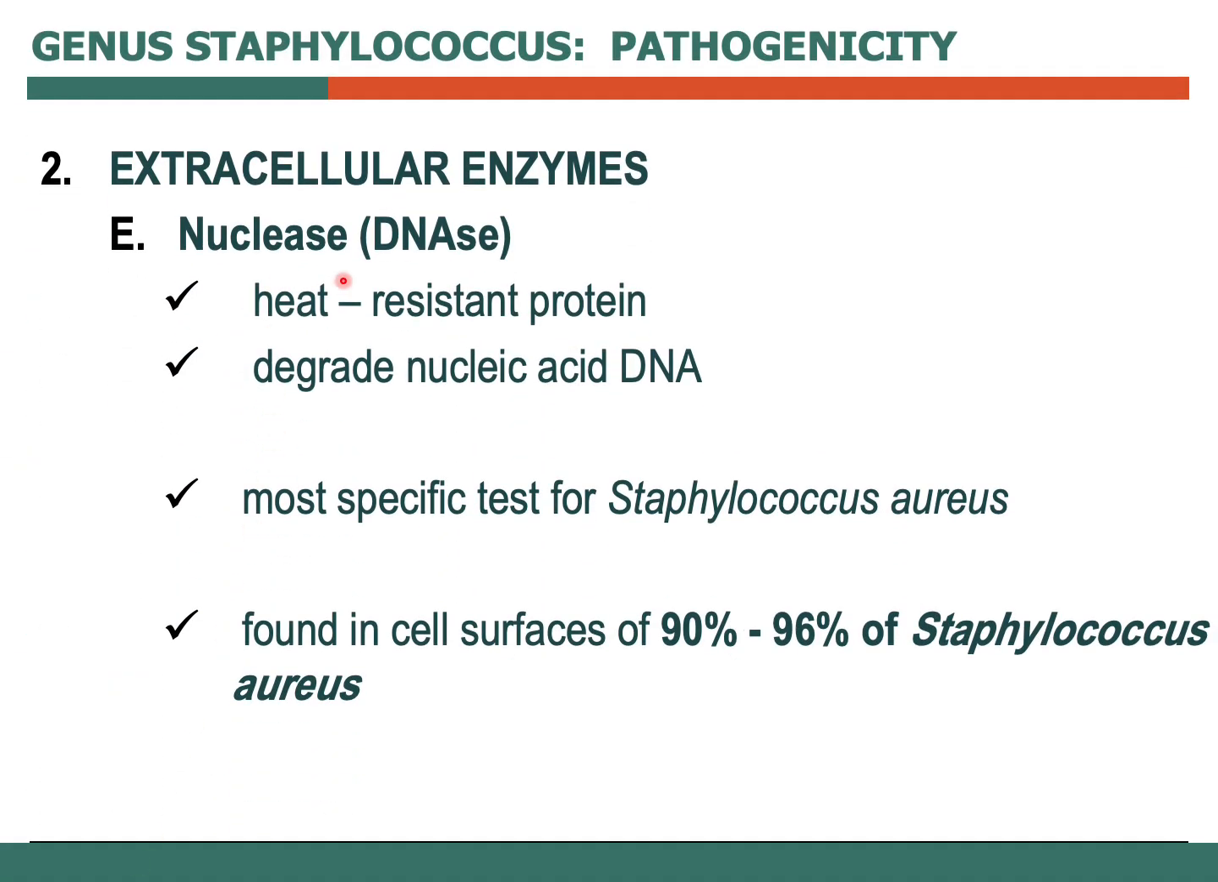You also have nuclease or DNase. These are heat resistant proteins. This degrades nucleic acid, DNA. This is most specific for Staphylococcus aureus in general, and it's found on the cell surface of 90 to 96% of your Staphylococcus. So your DNase's main function is to lower the viscosity of the exudates, giving the pathogen more motility.